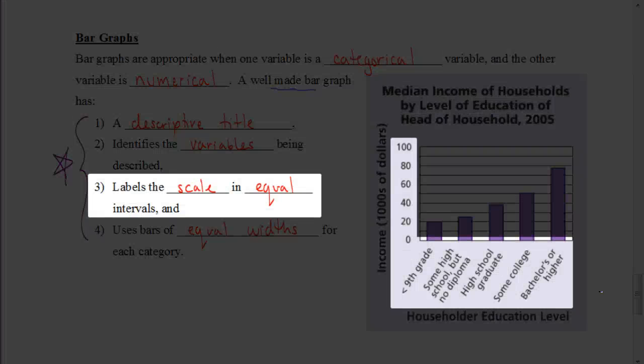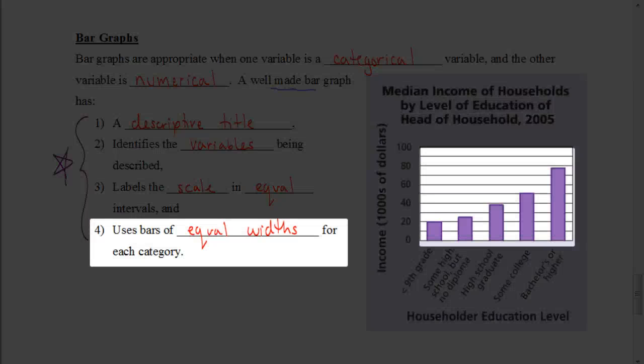The labels, so then we're going to label the scale, and they're going to be in equal intervals. So here we can see along the bottom that we have equal intervals. We have all these scales that are being labeled, and along the side they're in equal intervals here. They're not skipping. Each of these lines are counting by tens, which would really be counting by 10,000s, because remember we're adding 3 zeros after these.